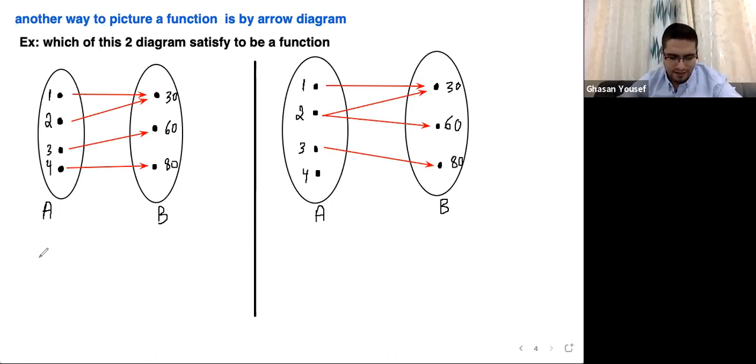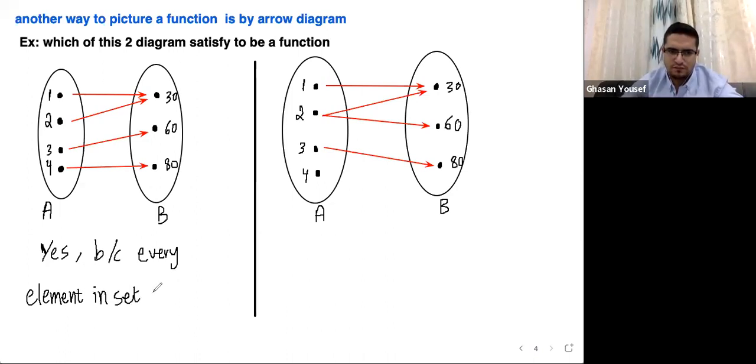So here I can say yes, because every element in set A has one output, takes one value from set B.